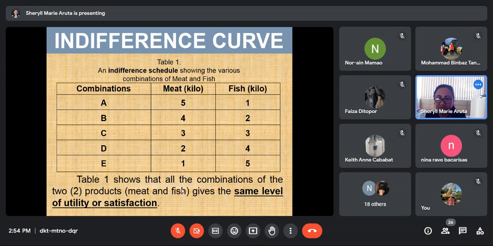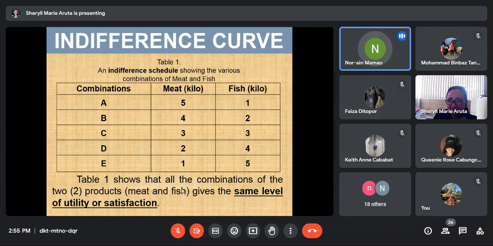Ikaw, Queenie, which among combinations you like? Letter C po, ma'am. Equally distributed meat and fish. Yes po. O how about Faiza? Letter A po, ma'am. A, so it's meat over fish. Yes, ma'am. Okay. How about you, Norain? Letter E po. So you prefer fish than meat.